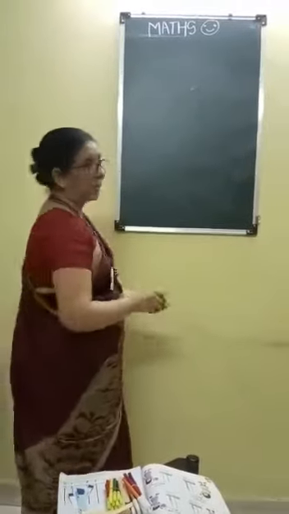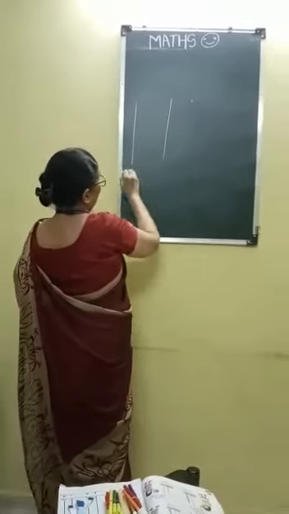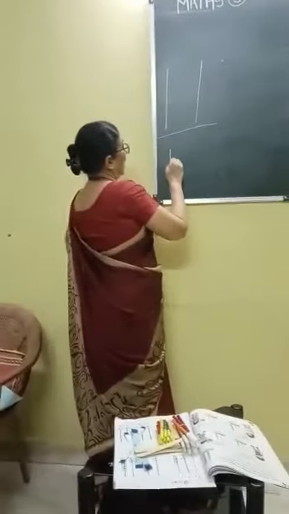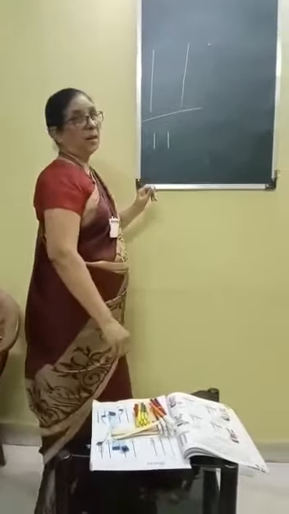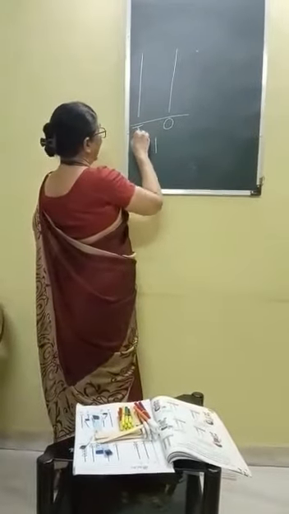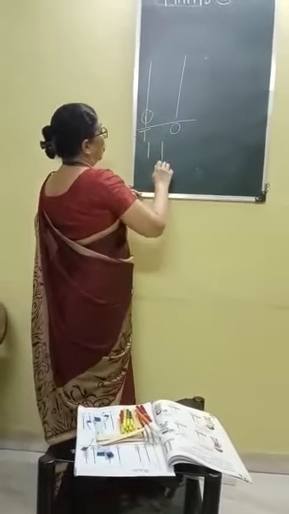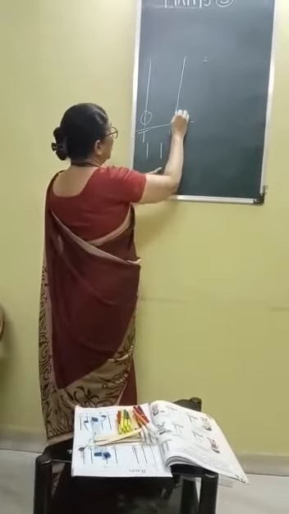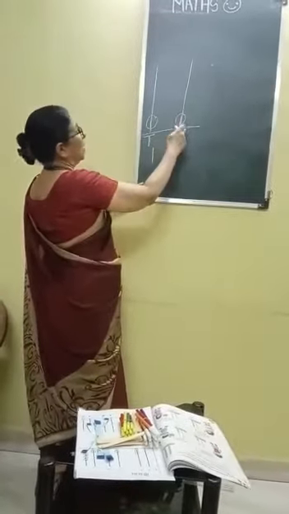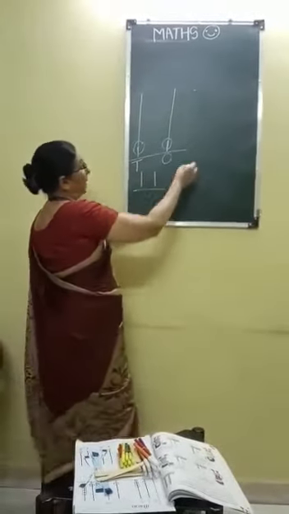Now, once again. Suppose these are two lines. And if I tell you to write number 11, how are you going to write number 11? Because this is the ones place and this is the tens place. 1 ten means 1 bead. 1 one means how many beads are you going to draw? 1. 1 ten, 1 one. Number 11.